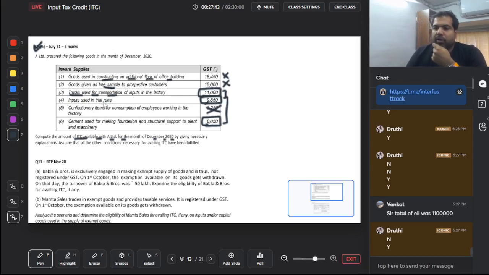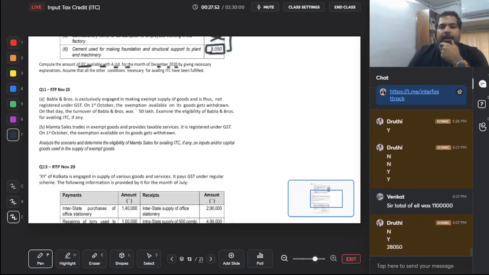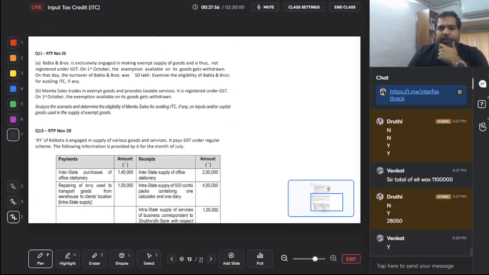So total of electronic liability ledger was 11 lakh. No problem. The answer will change, but the concept still is the same, Venkat. I hope you understand. Thank you for that. Perfect. Guys, moving on to the next question.